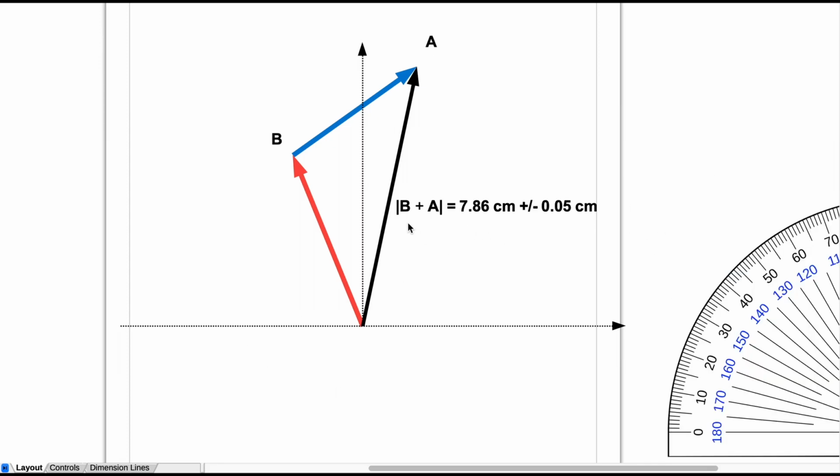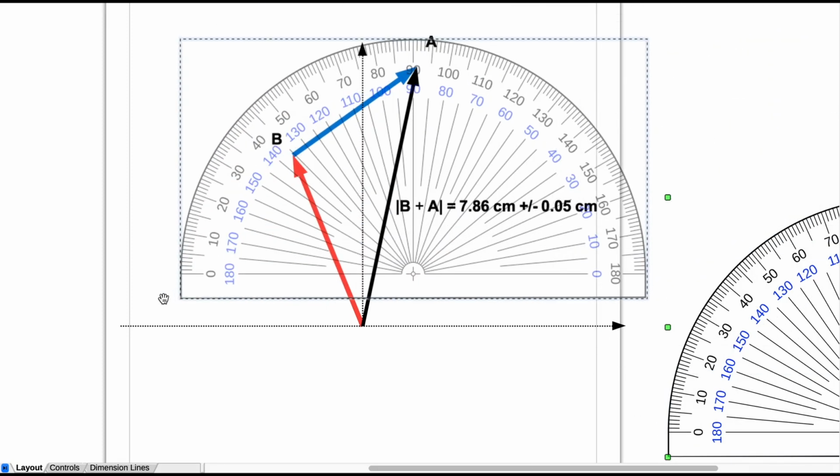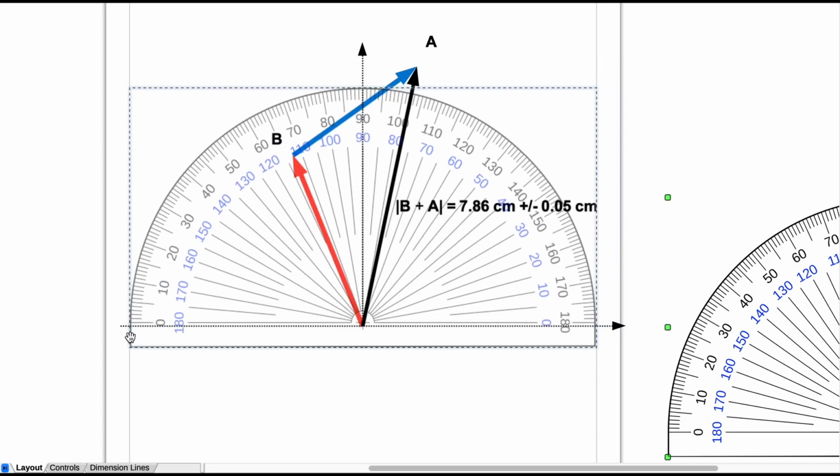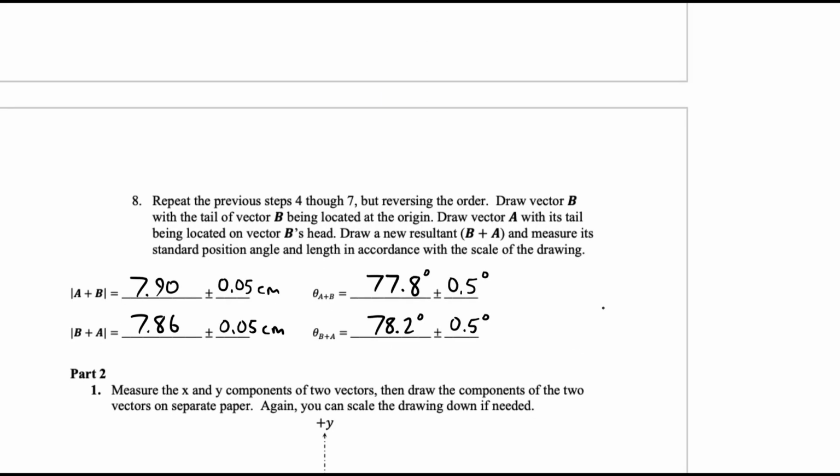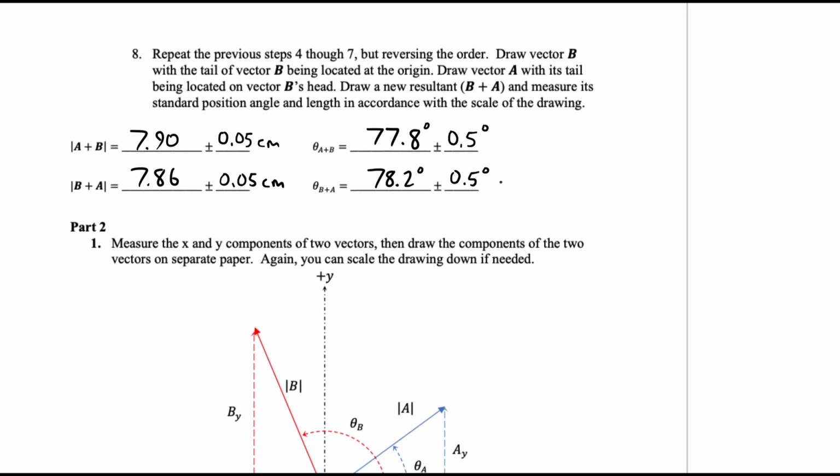So for the length of B plus A, I got 7.86 centimeters plus or minus 0.05 centimeters. In order to do the angle of it, I'll bring the protractor back in. And it looks like it's 78.1 or 78.2 perhaps. Okay, there we go.